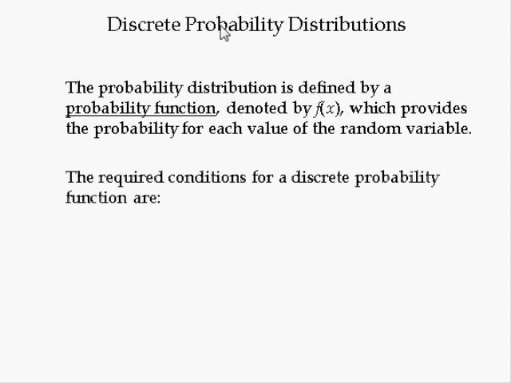The required conditions for a discrete probability function are identical to properties of relative frequencies, which include f(x) is greater than or equal to 0. This is similar to the fact that relative frequencies are between 0 and 1. Summing up f(x) for all values of random variable x equals 1. This is similar to the fact that the relative frequencies add up to 1.